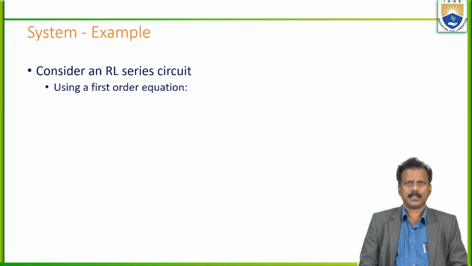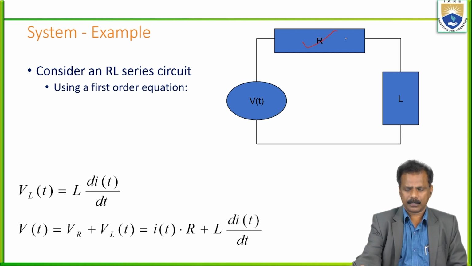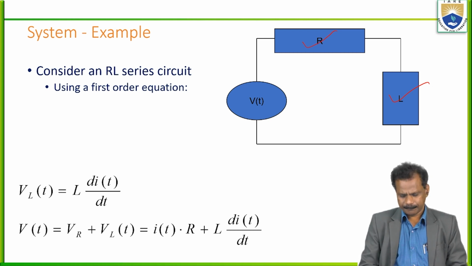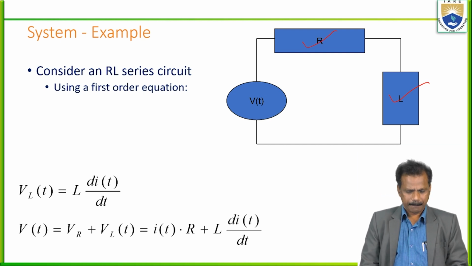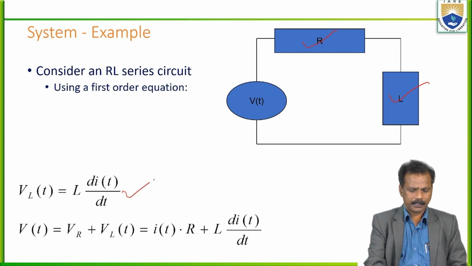Okay, next consider one more example related to the system. Consider an RL series circuit, using the first order equation to represent it using this particular circuit diagram with R and L. Both R and L are considered. Using this first order equation, VL of t is equal to L into di of t by dt. Within this, VL of t is identified.